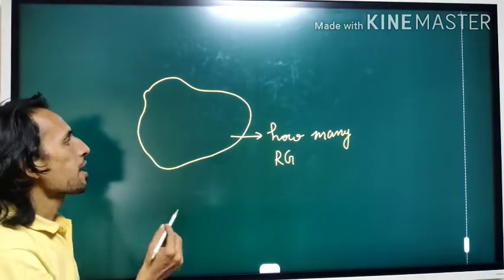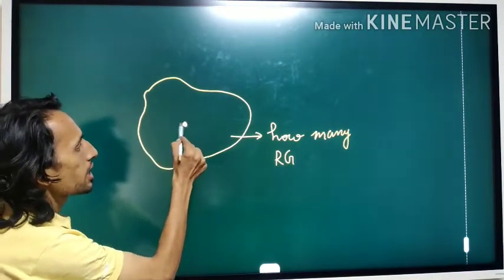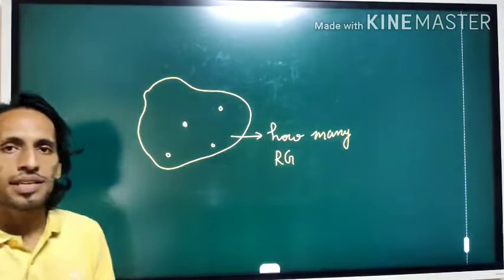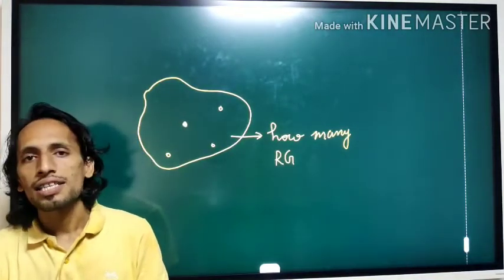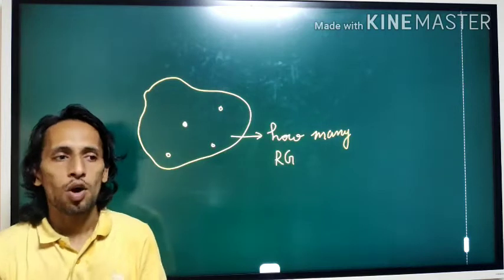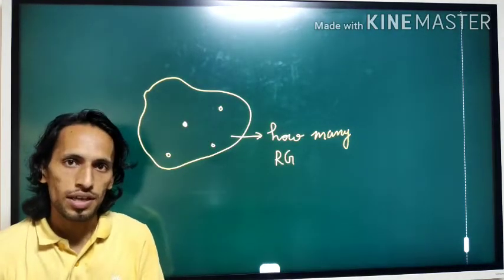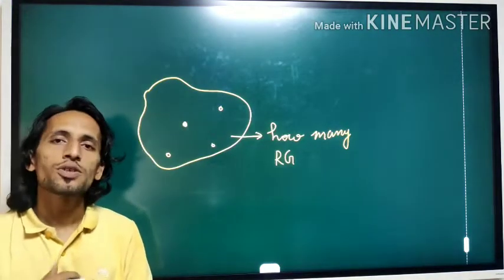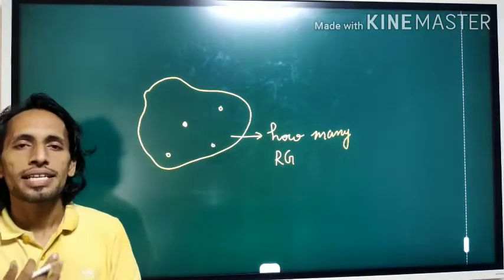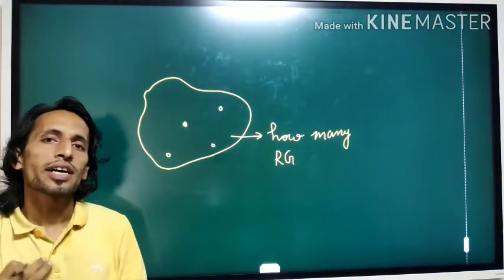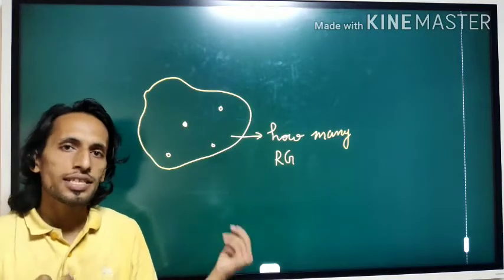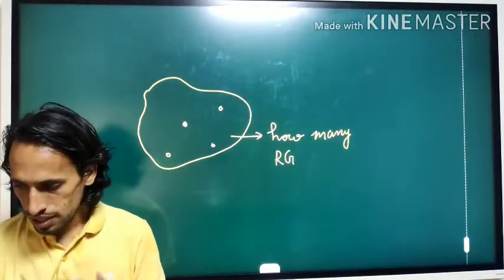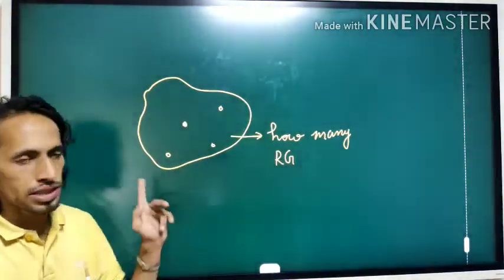Shall I establish one rain gauge here, or one here, or one here, or one here? What will be the optimum number of rain gauges? So this is your question. How will you establish a mathematical equation, or how will you come to a conclusion to answer this particular question? Right now we will deal with this problem.